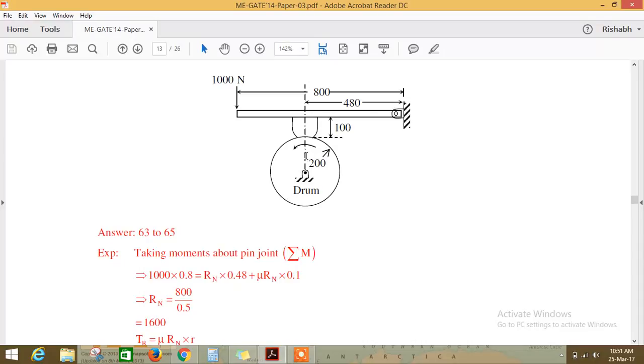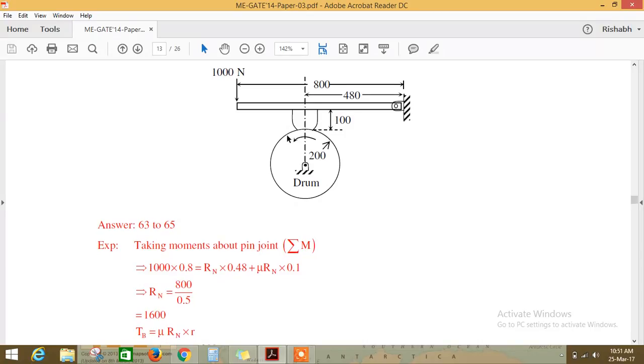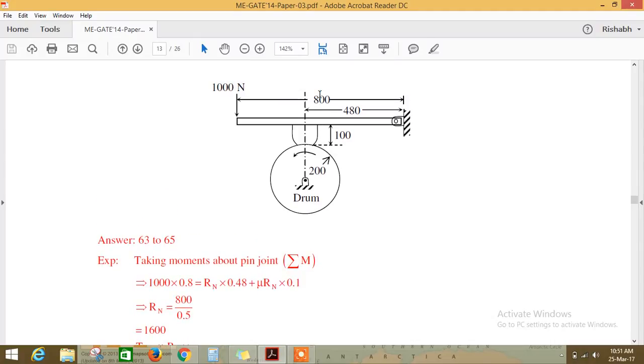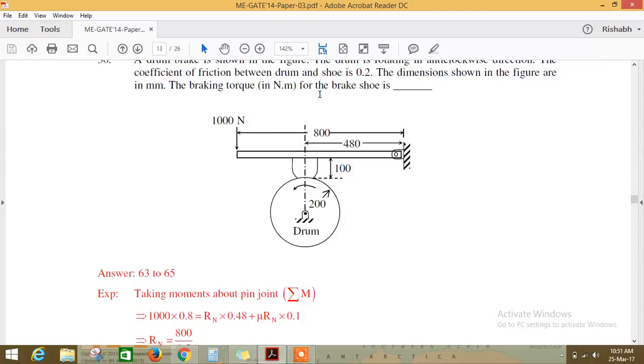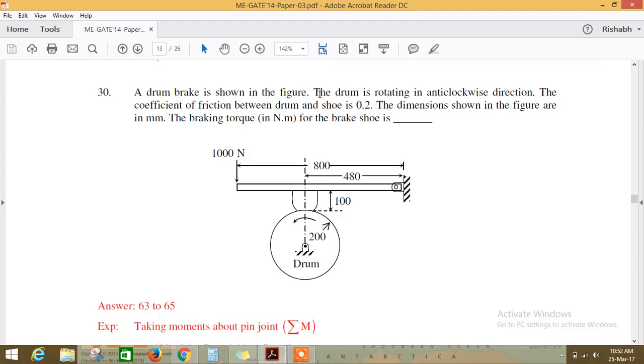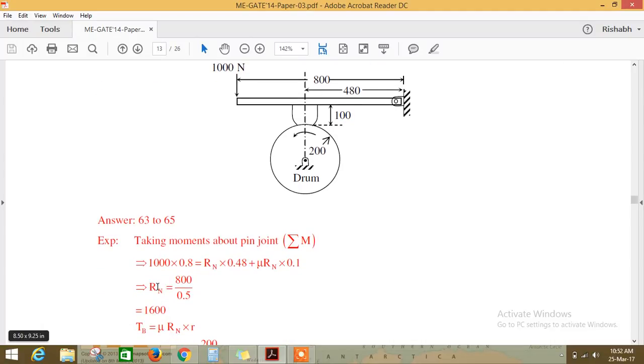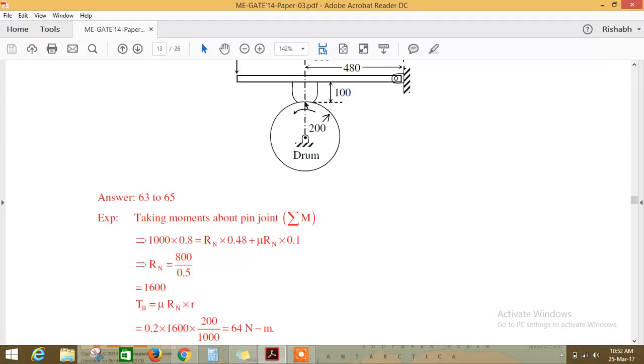Here one normal reaction will be there, as well as the friction force. The friction force will equal mu Rn, since it is a dynamic case. So Rn into 0.48 plus mu Rn into 0.1. All these dimensions are given in millimeters, so I have already converted them into meters by dividing by 1000, so you won't face any problem. Once you calculate the normal reaction, then friction force into the radius of this drum.